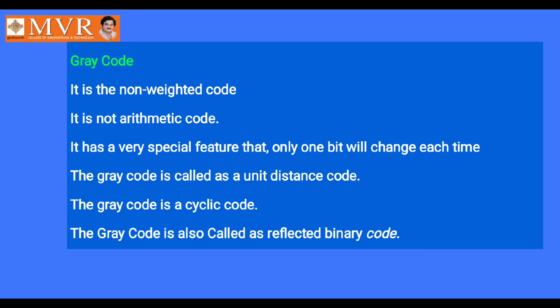Moreover, this gray code is also considered a non-arithmetic code. Non-arithmetic means you cannot perform any arithmetic operations with the help of gray code. Whereas with 8421, 2421 and XS3 codes, you can easily perform arithmetic additions and subtractions.